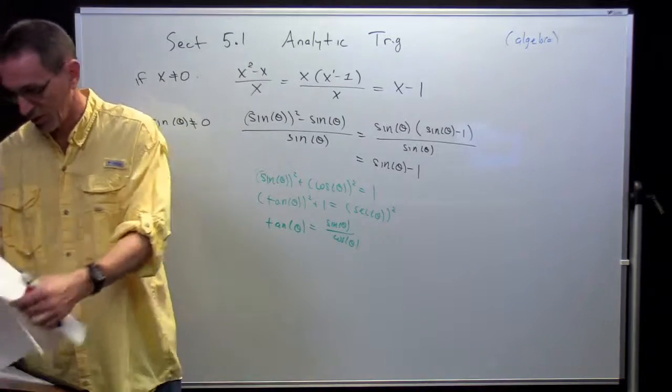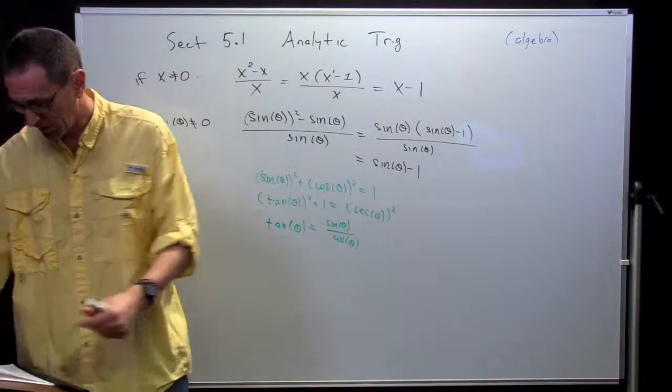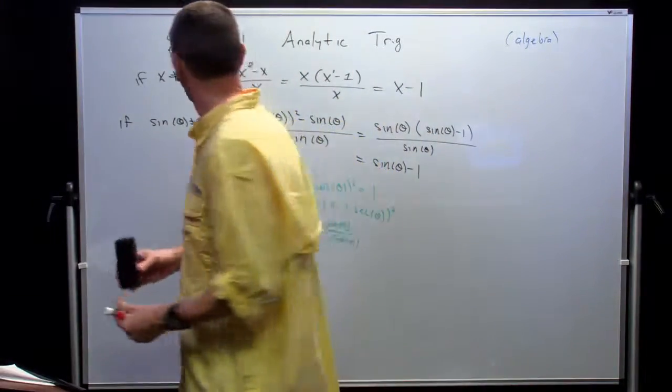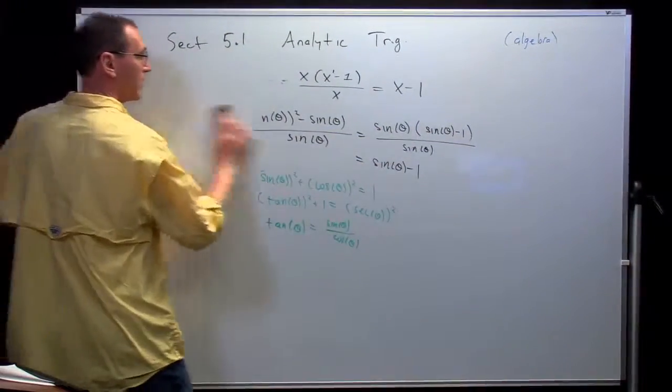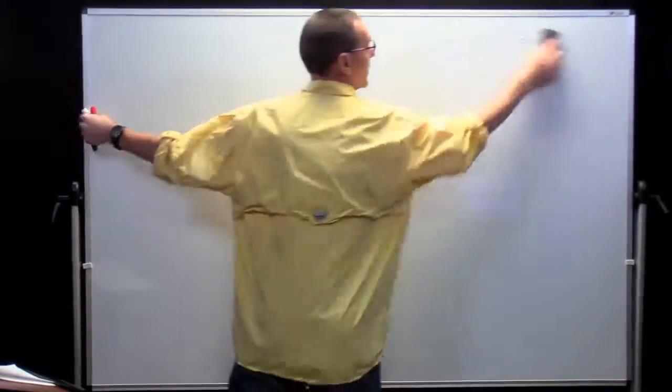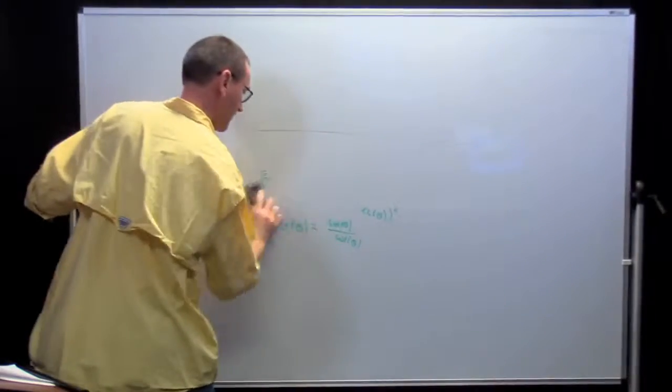Okay, so I'm going to do a couple things here. First thing I'm going to do is talk about how do you verify identities, and then we'll talk about how we use trig identities to substitute into other expressions to change the form.